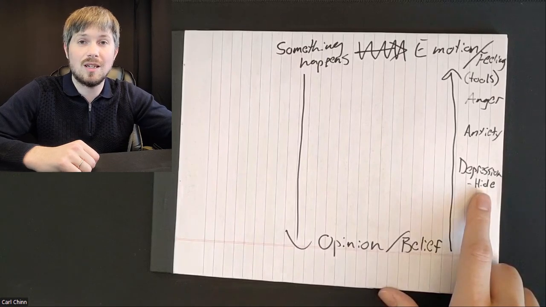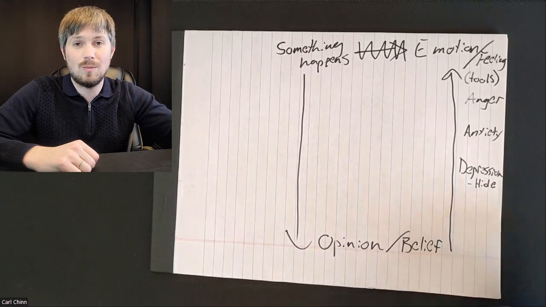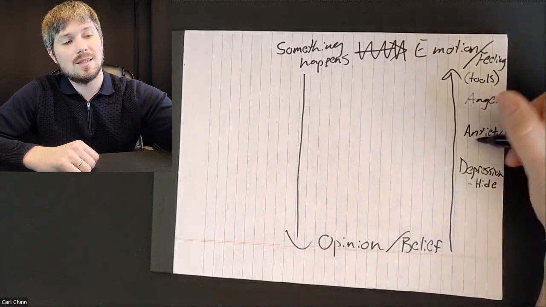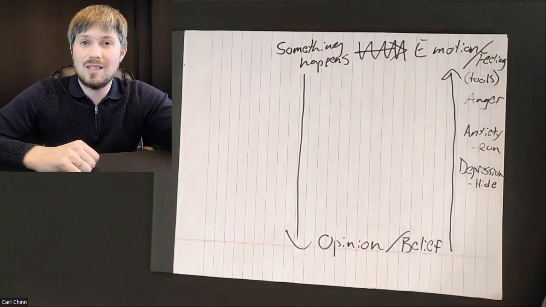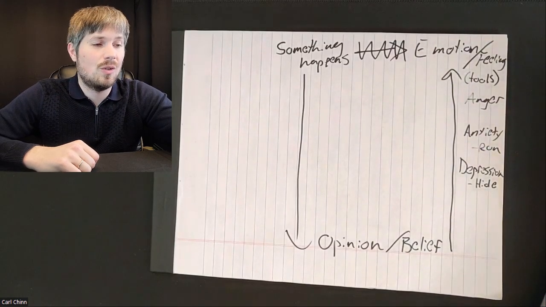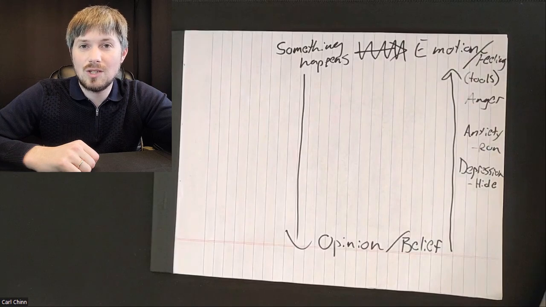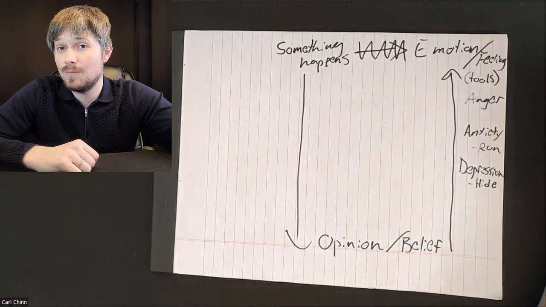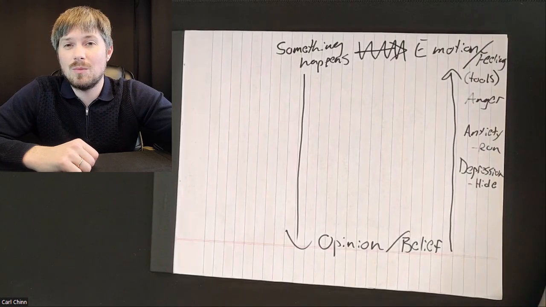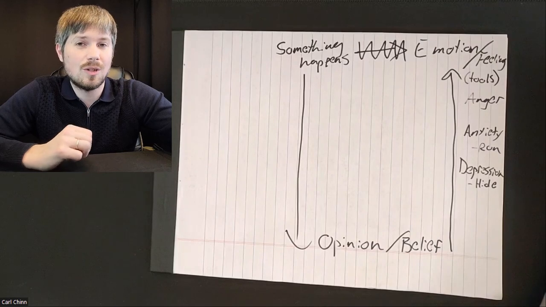We want to try to see that the other emotions work the same on this list. Anxiety does the opposite. It helps you to run. You've decided not to go outside to get tacos. You're going to stay inside and watch Netflix. But then you notice the smoke detector and your building is on fire. What do you do?